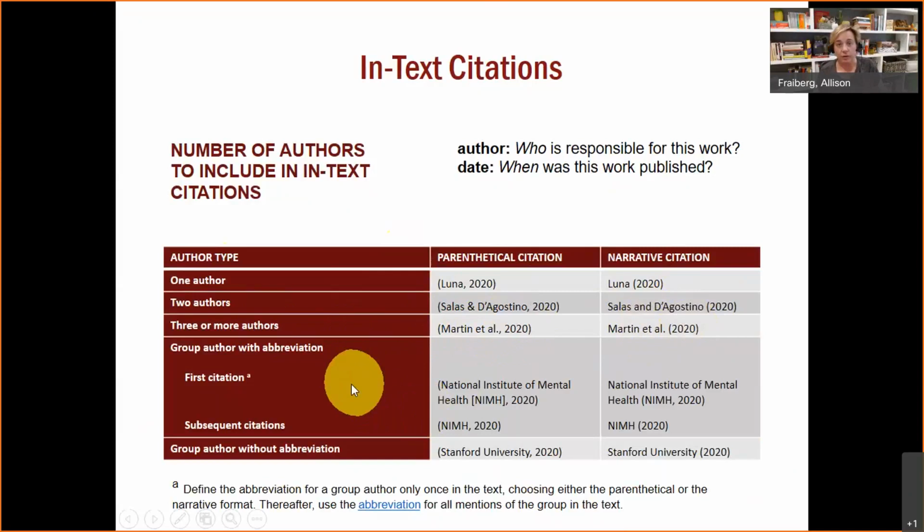And now let's say you have group authors or organizational authors. Here you go, your first citation, and this has an abbreviation. So, the National Institute of Mental Health has an abbreviation, NIMH. So that's the format you would do the first time you bring them in, and then thereafter you can just do the abbreviation. And same thing for the narrative format. Now, if it's a group author without an abbreviation, then you're always just going to do it like the organization is the author. Okay? Don't memorize this. Print it out. Have it handy.